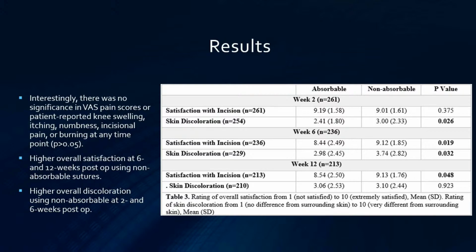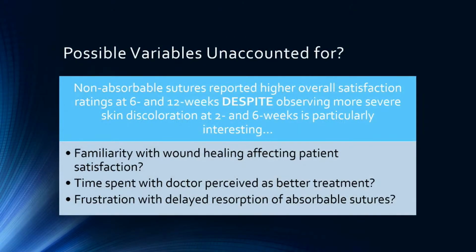Now this is interesting. After postulating what could have gone on, what makes the non-absorbable group higher satisfaction despite having worse visual analog scale scores, we postulated a few hypotheses that maybe weren't queried for in our surveys. So the first one, do the patients have a familiarity with wound healing that affects their satisfaction? If a patient understands the process behind healing, knowing that usually the bruising gets worse before it gets better, they may have a better understanding that, hey, just because it's getting darker, I know that the bruise is about to go away because of that.